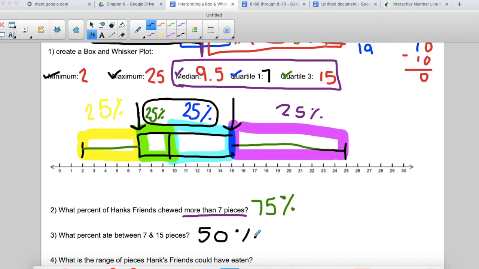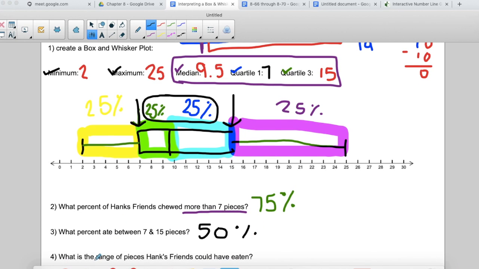Last question that I have here. What is the range of pieces Hank's friends could have eaten? So range, it's saying what is the least amount they could have eaten and what's the maximum. So what is the range? Well, if we look at our graph, we know that the minimum, they could have eaten at least 2 pieces, but they could have also eaten all the way up to 25 pieces. So we know the range is anywhere from 2 to 25.